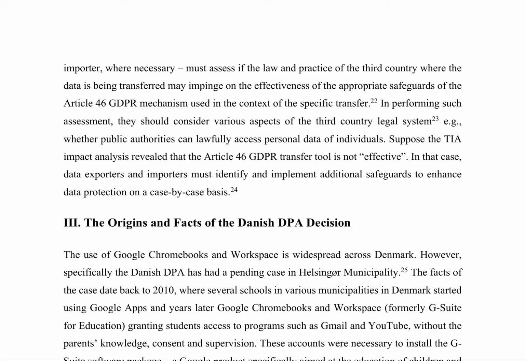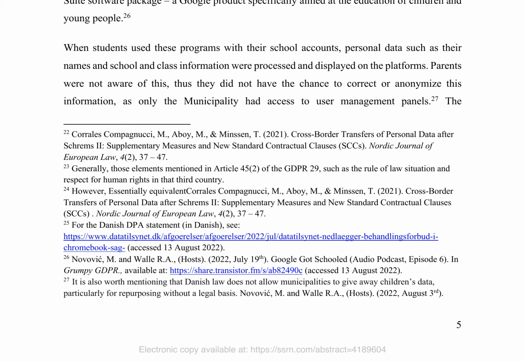DPA decision regarding the use of Google Chromebooks and Workspace in Danish schools. The DPA had a pending case in Helsingor Municipality, where schools used Google Apps, later Google Chromebooks and Workspace, to grant students access to programs like Gmail and YouTube without parental knowledge, consent, and supervision. The G Suite software package, a Google product aimed at education, processed and displayed personal data such as names and school information. However, parents were not aware of this and did not have the opportunity to correct or anonymize this information, as only the municipality had access to user management panels.